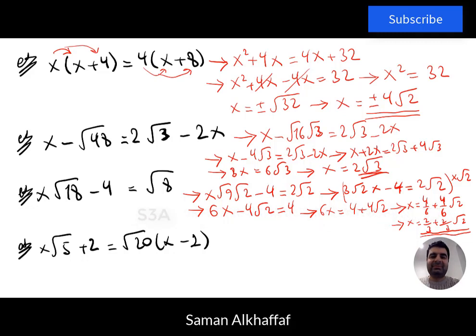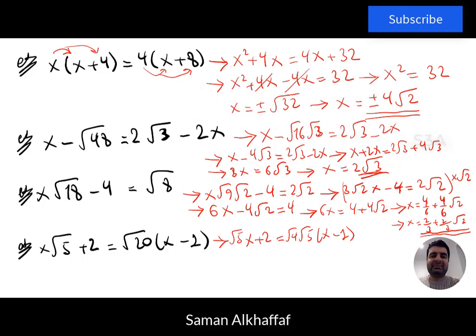In this final example, we have x root 5 plus 2 equal root 20 multiplied by brackets x minus 1. So in this scenario, we can see that root 5 is the smallest root. So in this case, we'll keep root 5 times x plus 2 on this side of the equation. You can break down root 20 to root 4 root 5. And we have x minus 2, then minus 1 in between brackets.